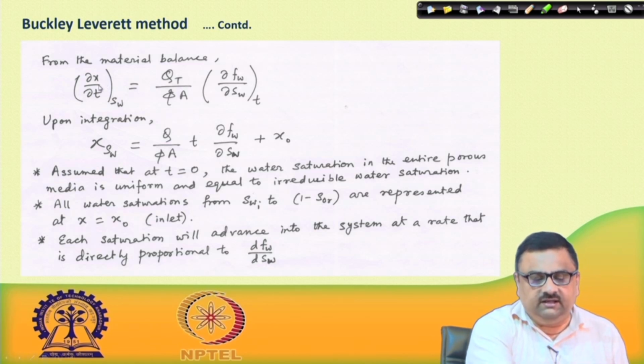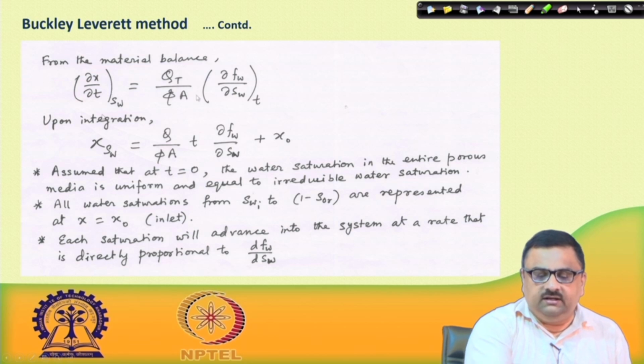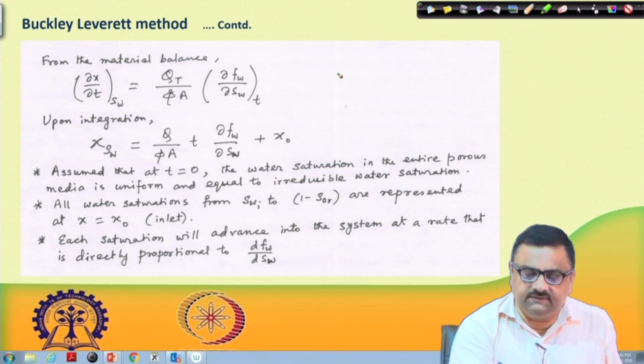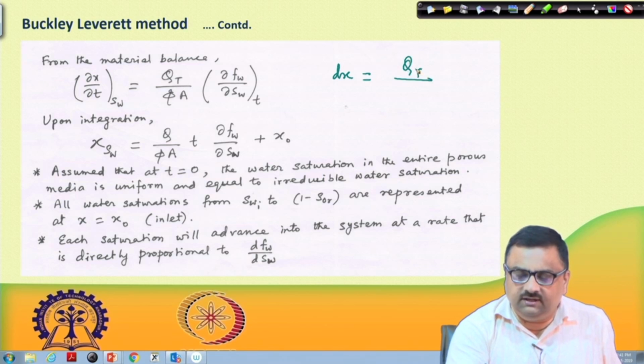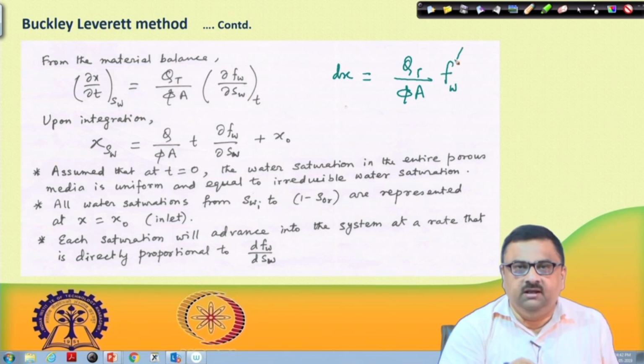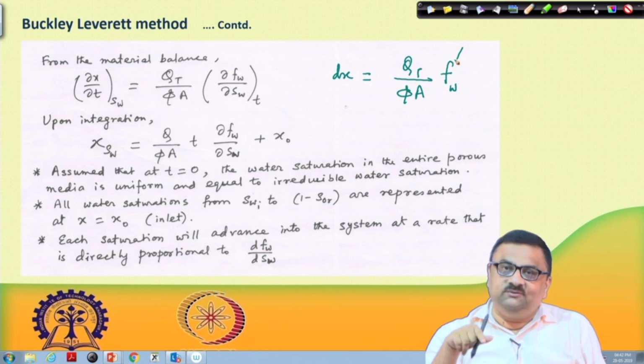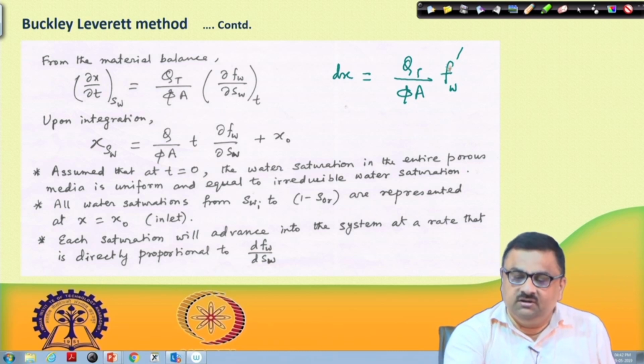dx, if we leave it here, dx would be this side. Before integration, if we break it up in differential form, dx would be equal to qt divided by phi A, del Fw, del Sw. We can write this as Fw prime, but mind it, Fw prime does not mean del Fw del t. It is not a time derivative; it is the derivative with respect to saturation, del Fw del Sw. So we write it as Fw prime, and we write this as dt.